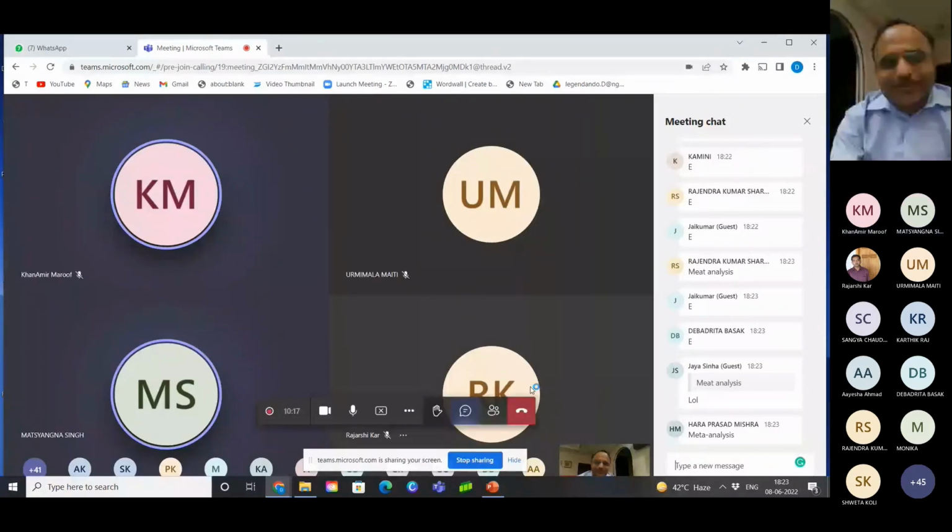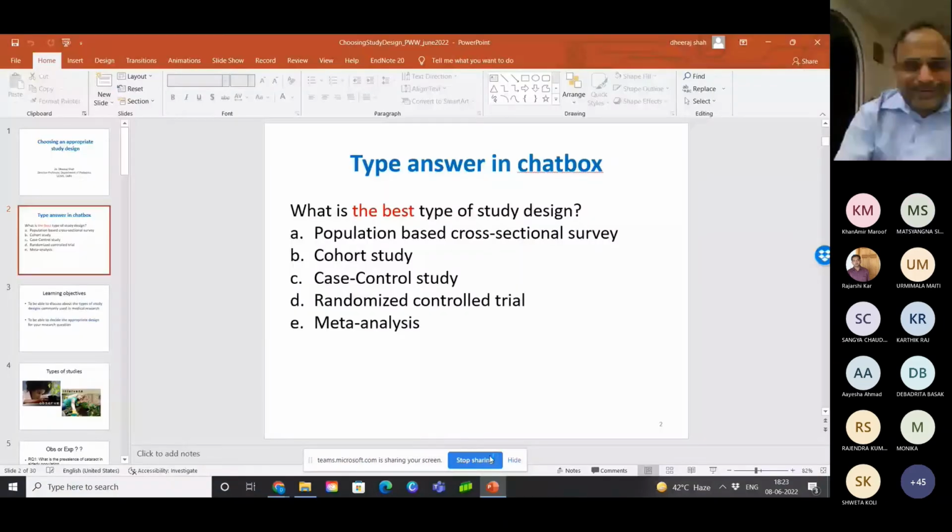Okay, thank you for putting so many answers. The answer to this question is that I'm afraid the answers are not correct. There is no best study design. All of these study designs are good in their own way, and all of them have their importance depending on the objectives. It is not that one design is better over the other or one design is the best.